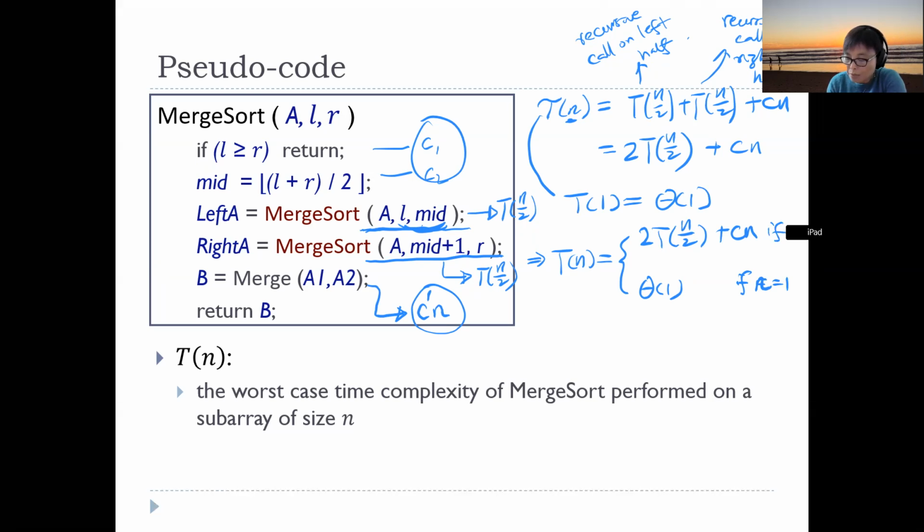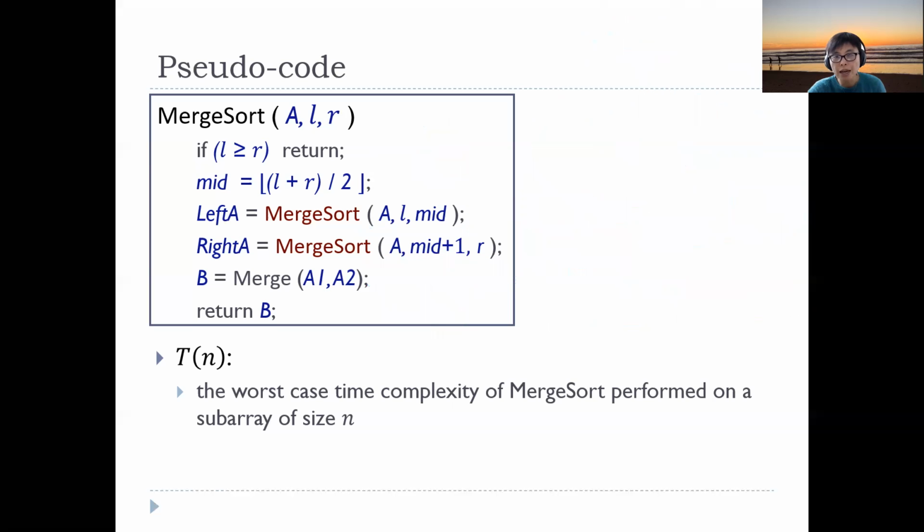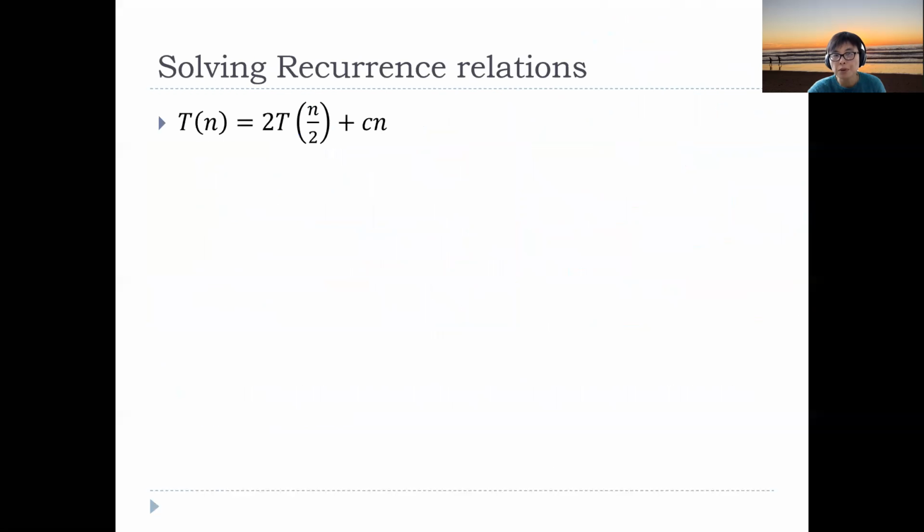So this is our recursive relation for the time complexity function T of n. We didn't get the time complexity yet. As we said last time, when we look at the binary search, this is not yet there. We still have to solve this recurrence relation in order to know precisely what the formula for the time complexity is. That's what we're going to do next: look at how to solve this recurrence relation.